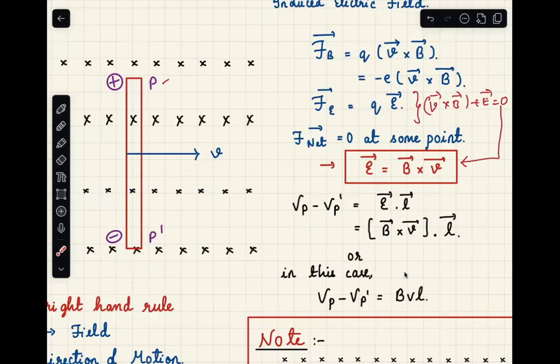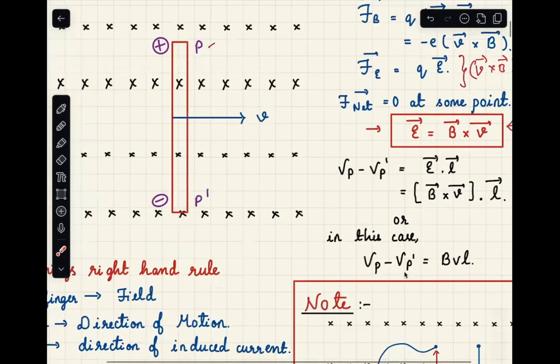B bar cross V bar dot L bar. They are all mutually perpendicular, B, V, L. If all the three are mutually perpendicular, your length is like this, V is like this, into the plane you have magnetic field, all mutually perpendicular, B, V, L. I'm asking you again, do you have any doubt? Sure. Right.